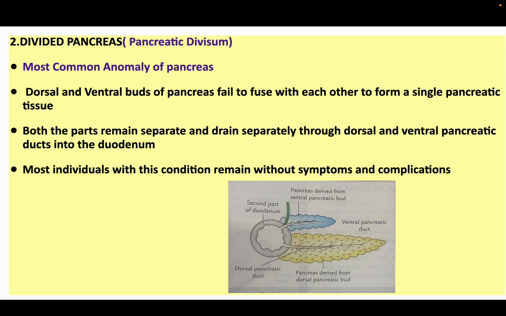The dorsal and ventral buds of the pancreas fail to fuse with each other to form a single pancreatic tissue. Both the parts remain separate and drain separately through dorsal and ventral pancreatic ducts into the duodenum. We know that initially the ducts were independent and later on the communication is established. So the communication is not established in divided pancreas. Most individuals with this condition remain without symptoms and complications. Both the tissues are doing their function independently.